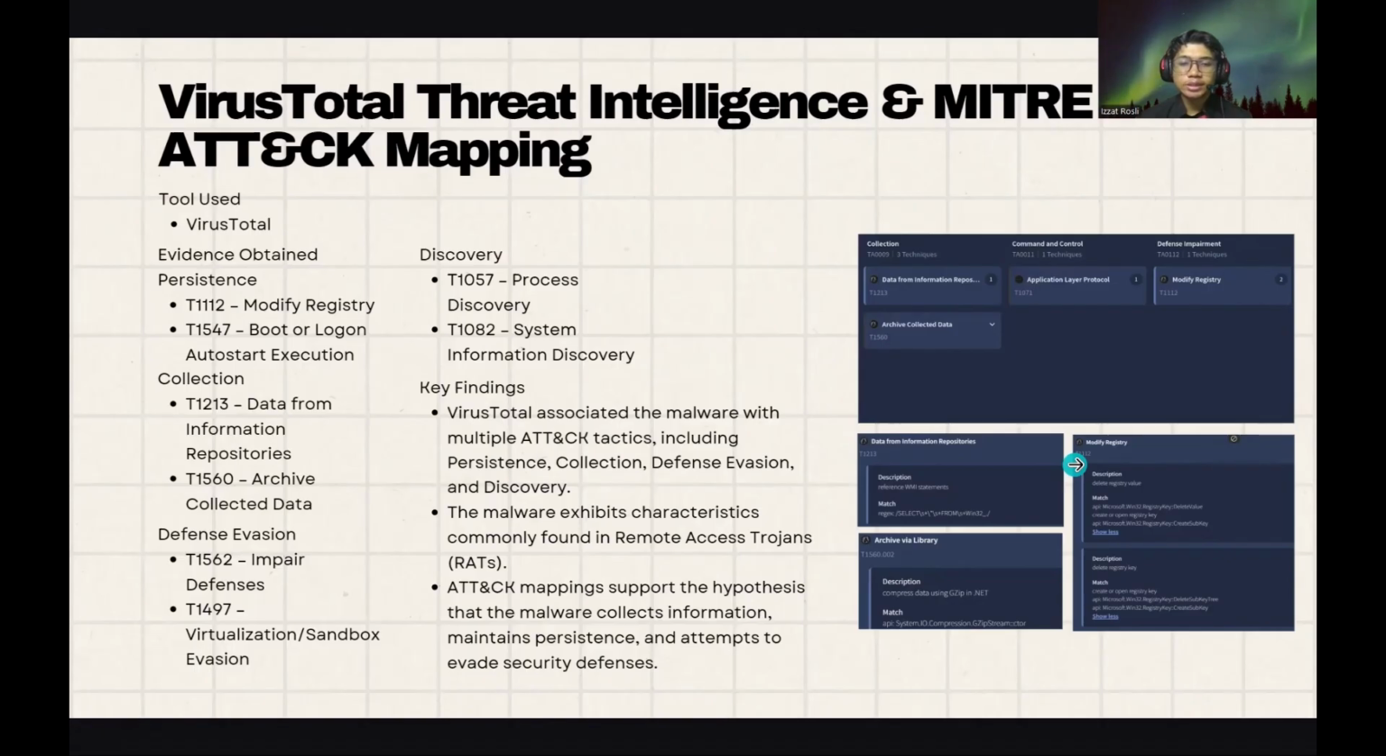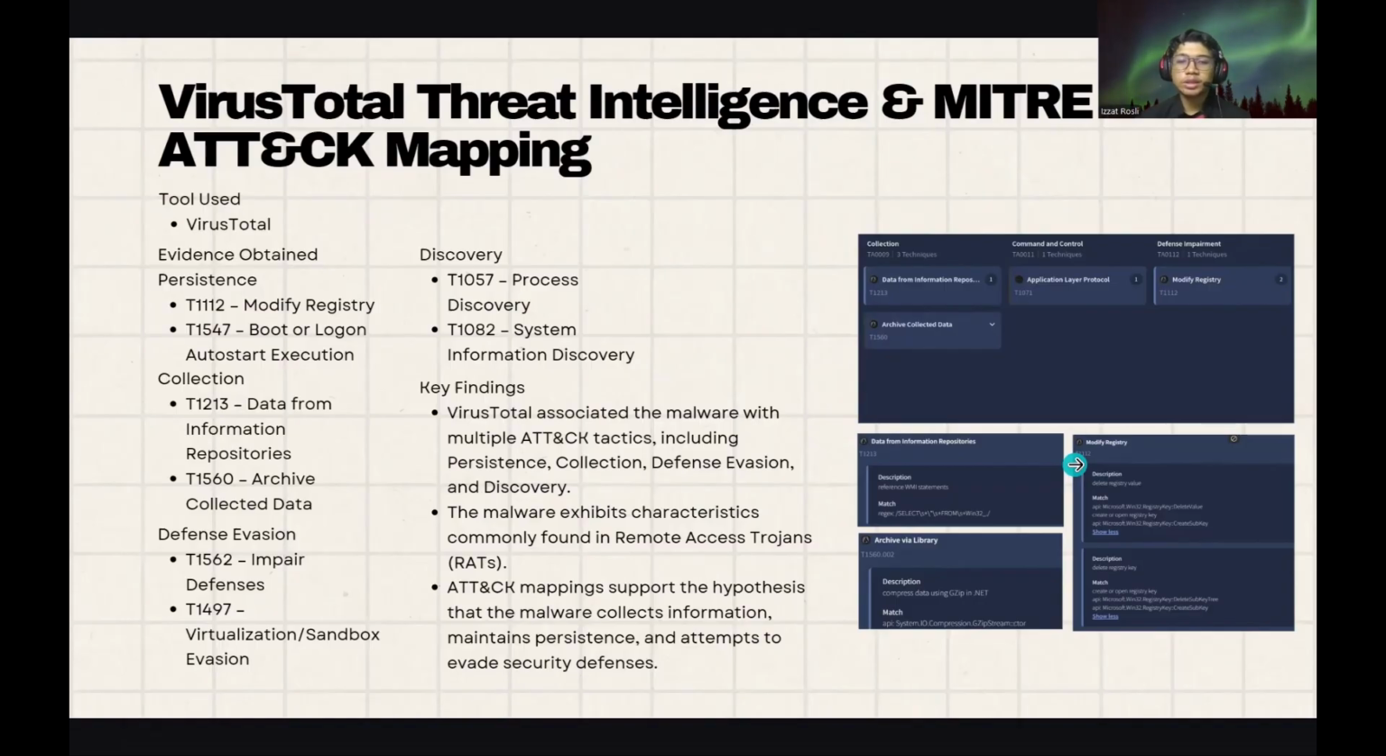This mapping suggests that the malware may collect information, maintain persistence on a victim system, and attempt to avoid detection by security tools. Overall, the results support our findings from DIE and Ghidra that the malware exhibits characteristics commonly associated with remote access Trojans.